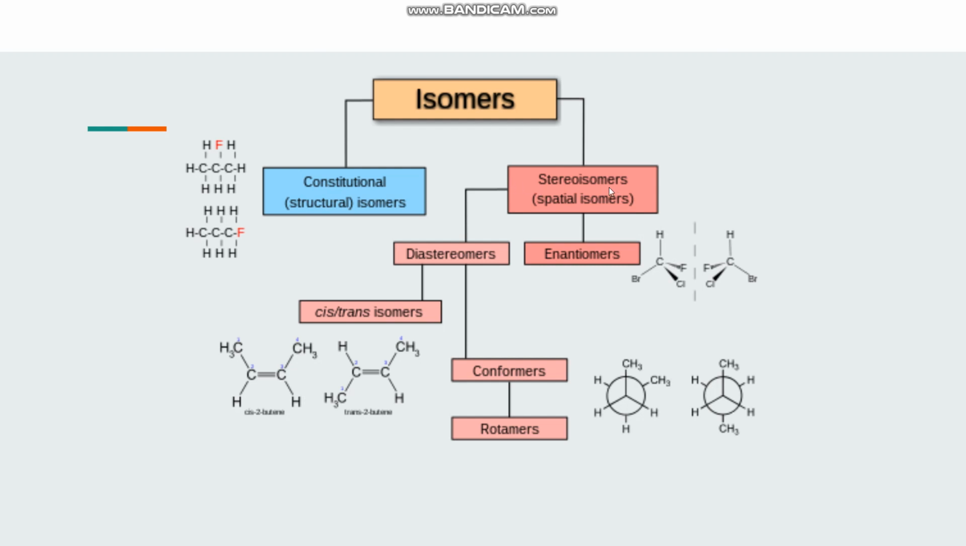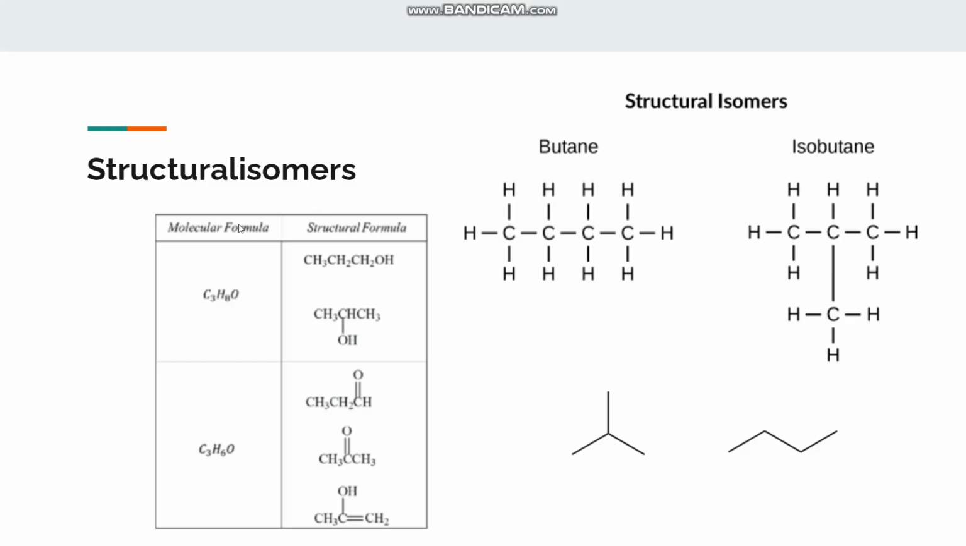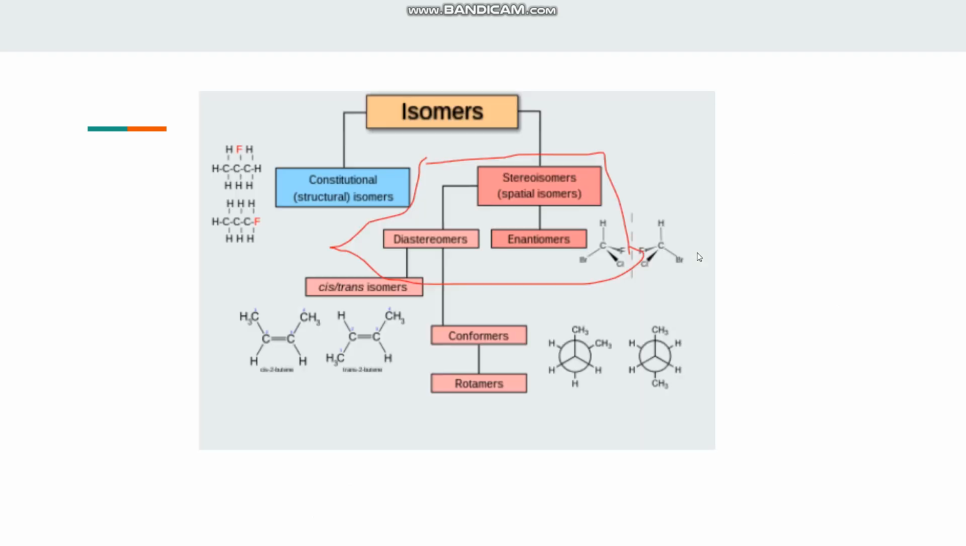So we have two big categories. We have structural isomers and stereoisomers. On the stereoisomers, we have a bunch of subcategories. We'll talk about that later. Okay. Structural isomers, same molecular formula but different structural formulas. So for example, butane, C4H10. However, here the structure differs completely. So this is structural isomer, as you guys notice.